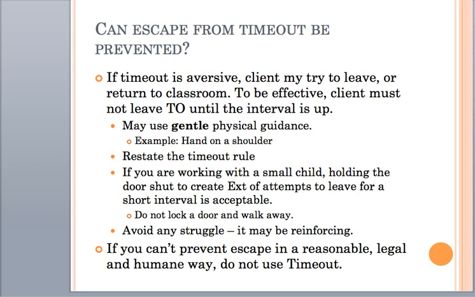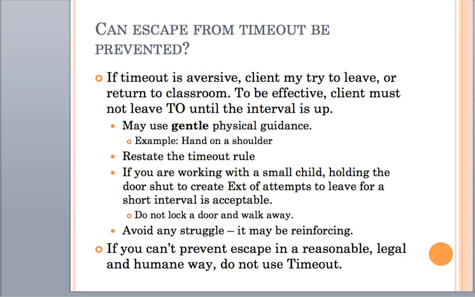Restate the timeout rule. Say, because you poked Margaret with your pencil, you have a 5-minute timeout, and so I need you to stay here. And as soon as it's over, you can go back and start working again. If you're working with a small child, holding the door shut to create extinction of the attempts to leave is acceptable, but you can never just lock the door and walk away.